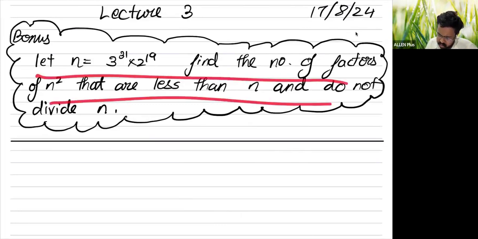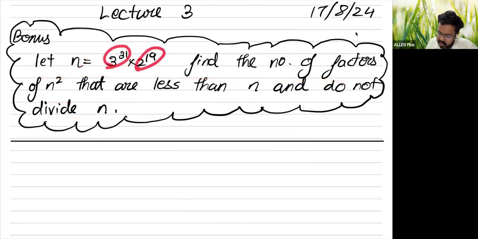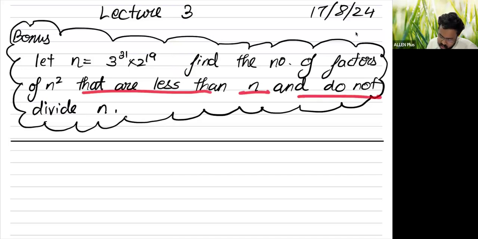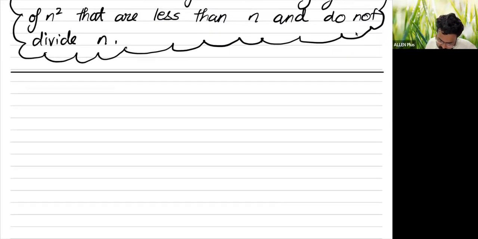What does it mean? There is a number n that is 3 to the power 31 times 2 to the power 19. You have to find the number of factors of n square, means this number squared, that are less than n and do not divide n. Okay, let's start with question number 21.